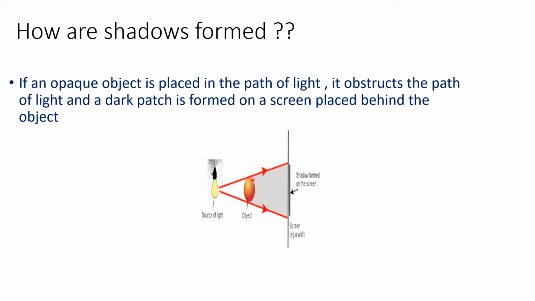This is how shadows are formed. When an opaque object comes in the path of light, then you see a dark patch. These are the areas where the light is not able to pass through, because this opaque object will not allow it. So light will come and bounce back from here. This area does not receive any light. That is why we call it a shadow.